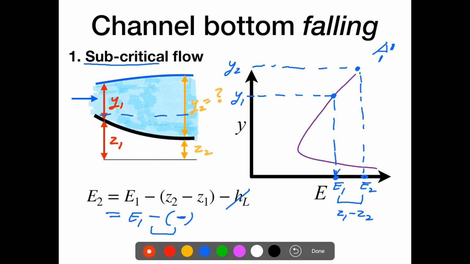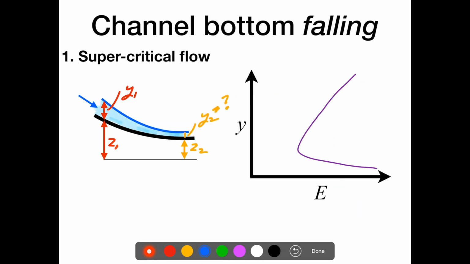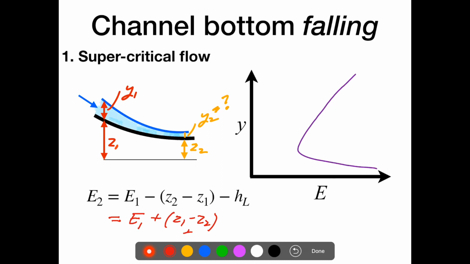But anyway, in theory, it should go up a slight amount as the channel falls, okay? That's for subcritical flow. And then supercritical flow we can do really quickly. Again, we have our energy equation. We have the channel bottom falling, so it's going to be equal to E1, you could write it this way, plus Z1 minus Z2, right? And this is a positive value.